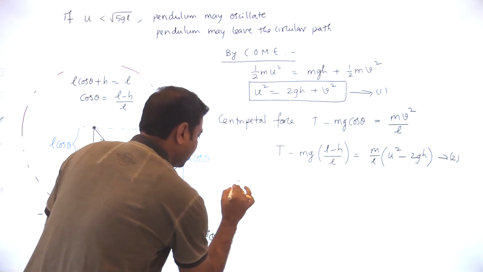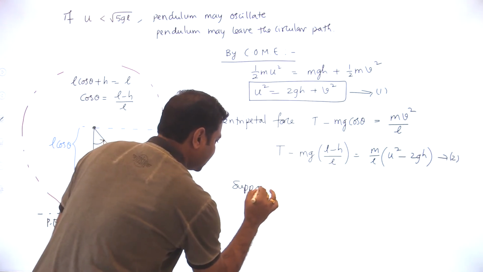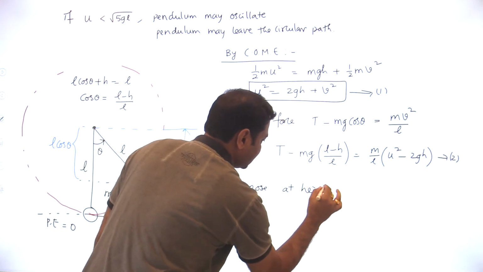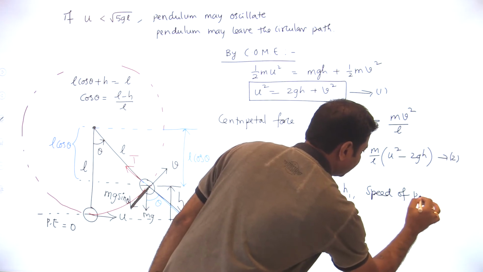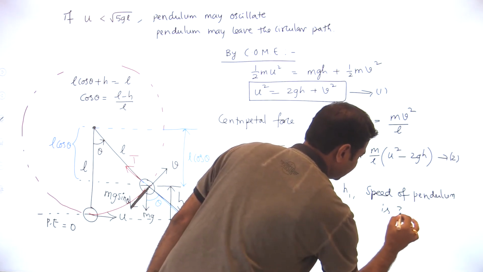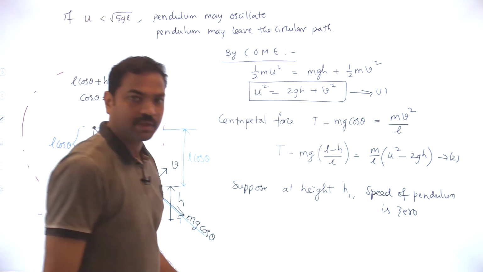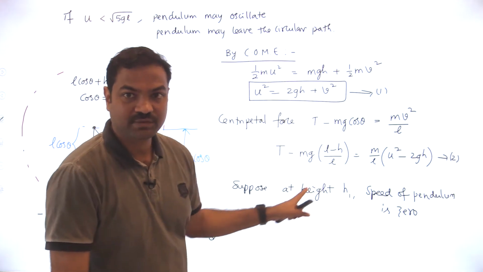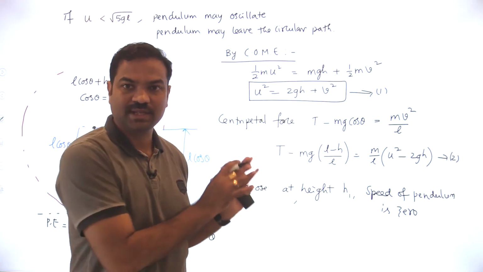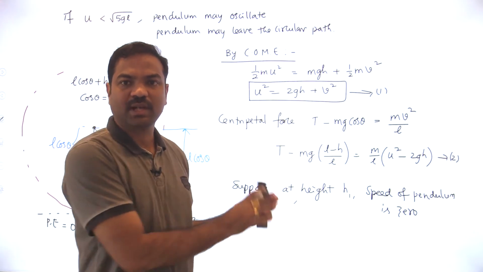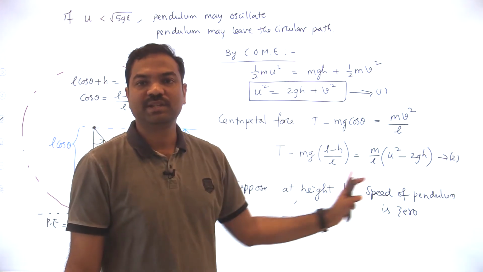Let us suppose that at height h1, the speed of the pendulum is 0. You will find some mathematical relations for some time, so just bear with me. At h1 height, I am taking that the speed of the pendulum is 0. That is my supposition. I am assuming it, I don't know whether it will happen or not. I am assuming that at h1 height, speed is 0.